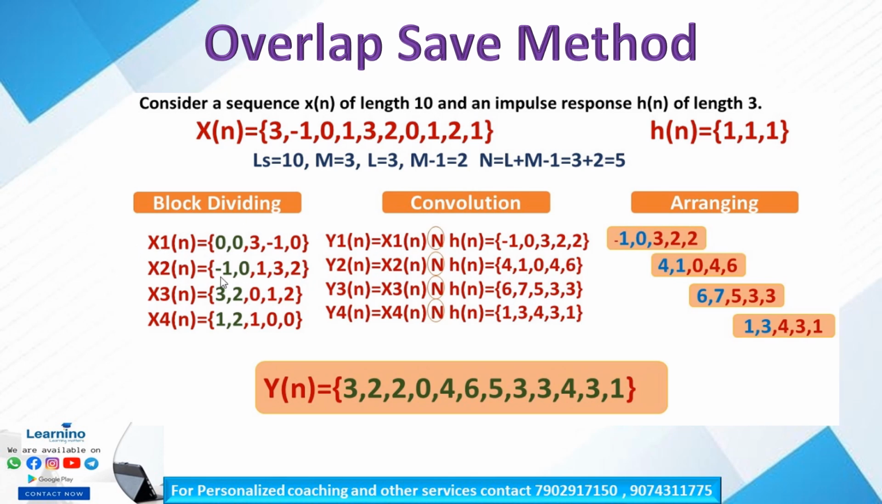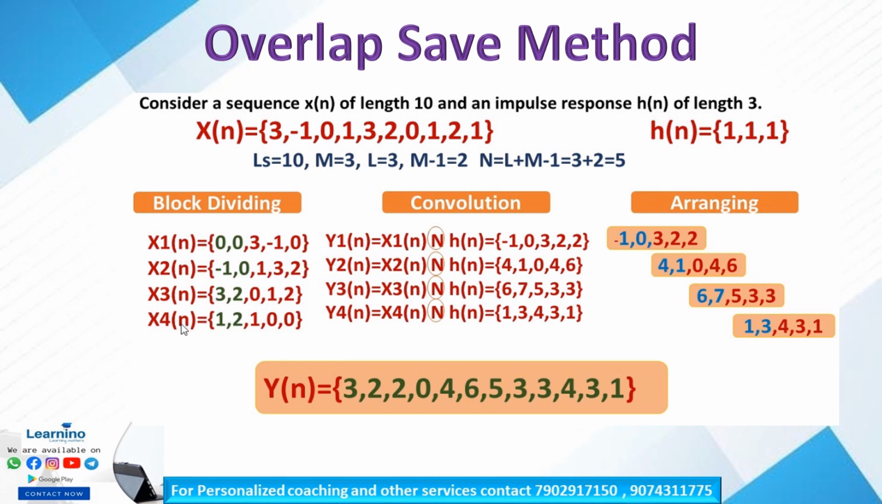Then in the second block, the 2 points, that is m minus 1 points, are taken from the previous block, which means this minus 1 and 0, and it is followed by 3 new data points from the input, that is 1, 3 and 2. Again in the third block, the 2 data points are taken from the previous block, that is 3 and 2. Then it is followed by 3 new data points from the input sequence, that is 0, 1 and 2.